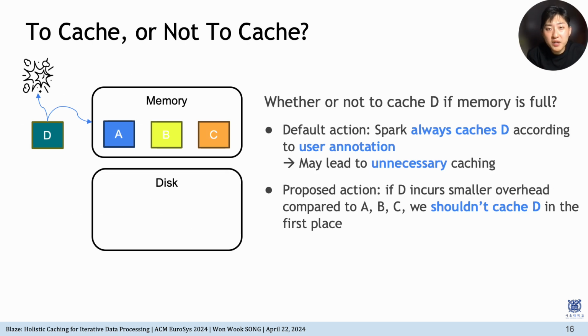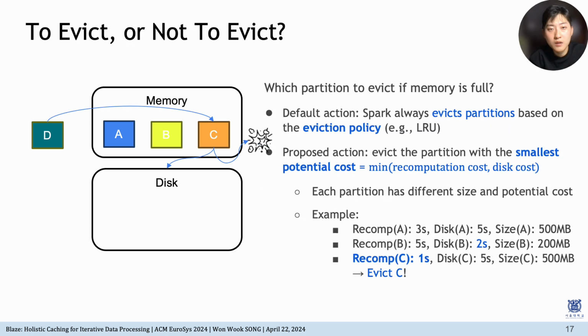Let me point out the main differences that come from this design compared to the existing mechanisms. First, instead of blindly adhering to user annotations for caching datasets, our system aims to cache only the target partitions that will save more of the potential costs in the upcoming invocations. Second, instead of simply following a predefined eviction policy, we aim to evict the partitions that will incur the least potential costs in terms of both the recomputation and disk I/O costs.